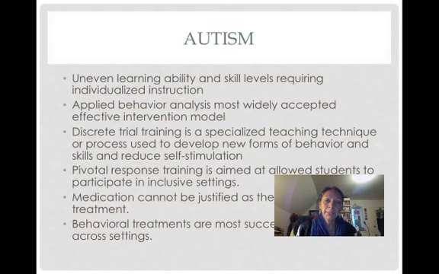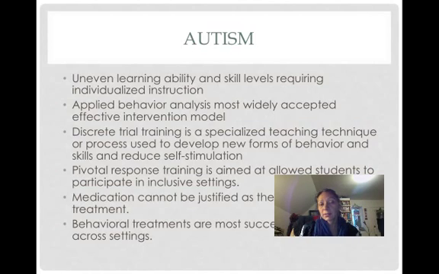So some of what happens with students with autism is that they have really uneven learning abilities. So they may have certain skill levels that require individualized instruction. You might be involved with applied behavioral analysis. That's the most widely accepted effective intervention model. Also assisting with the social skills, right? So a lot of times you might use social stories with a student with autism.